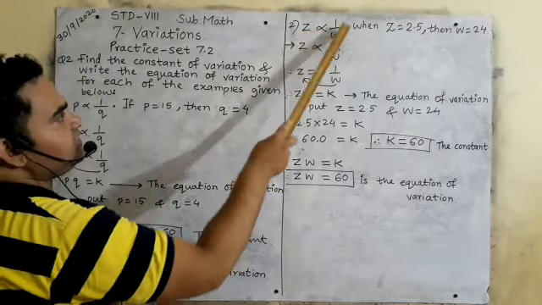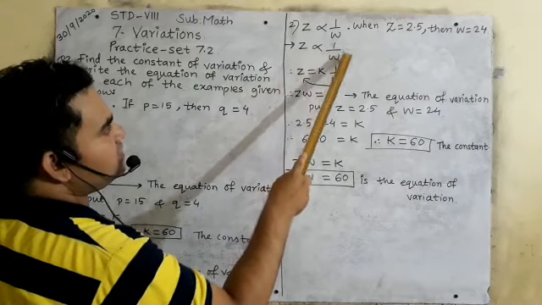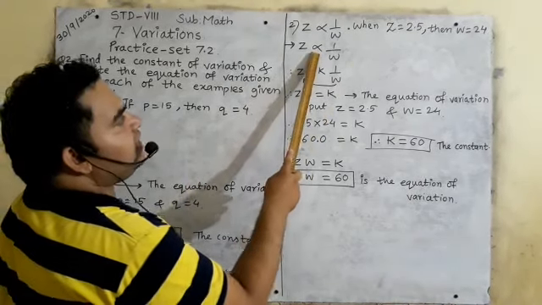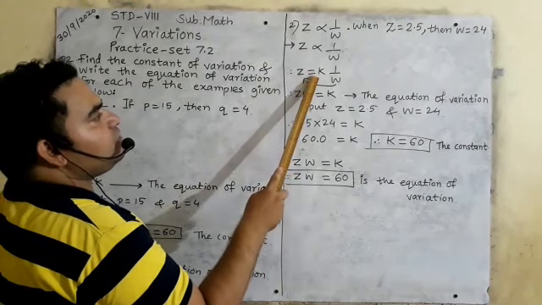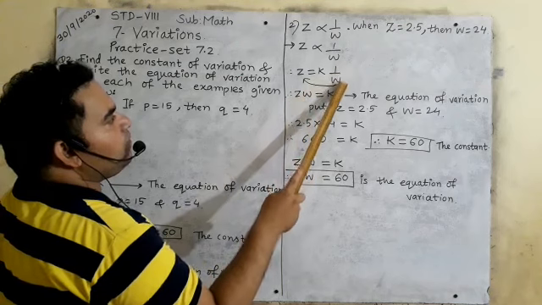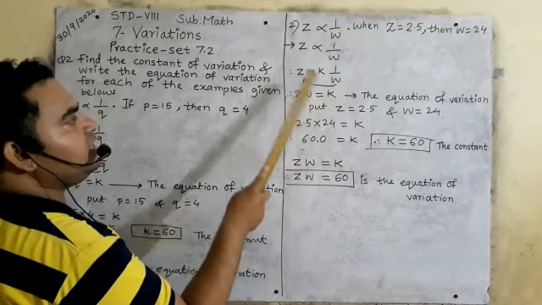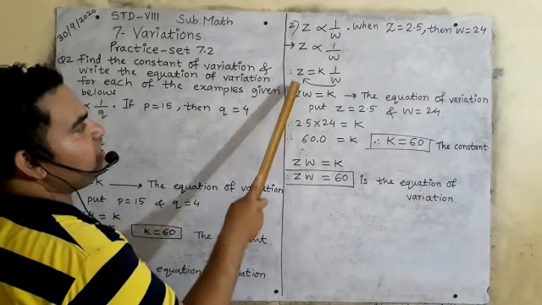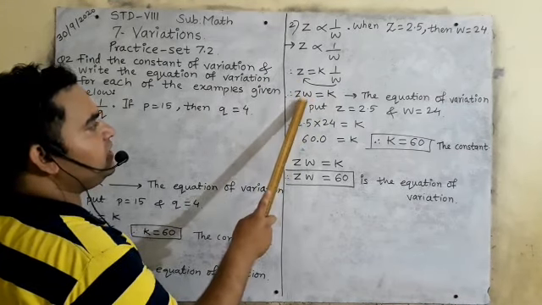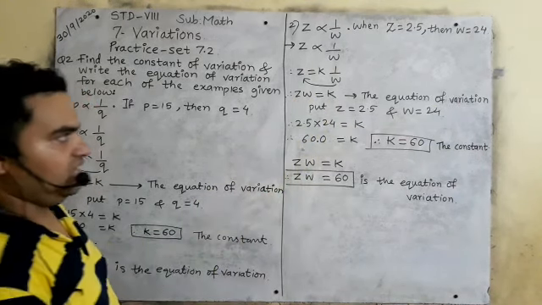First we will write this given example as it is. Z is inversely proportional to W. Now instead of this alpha, we will write is equal to K. So Z is equal to K times 1 upon W. This W is in division form, so it will go to the left hand side. It will multiply with Z. ZW, Z into W or Z multiplied by W is equal to K, and this is the equation of variation.